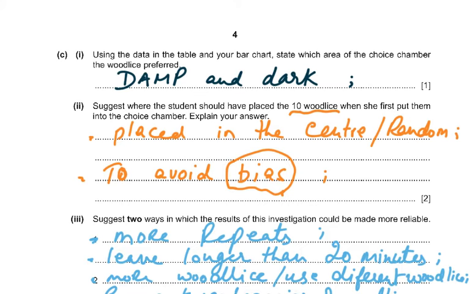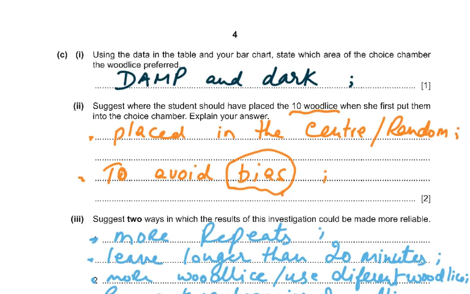So I have used the word favoritism. If you don't favor them, if you put them on the light side, then they may all just stay there. But if you put them in the center, then wherever they move in 20 minutes would be a clear test that they liked that side of the choice chamber. They liked the light side, or the dark side, or the damp side.